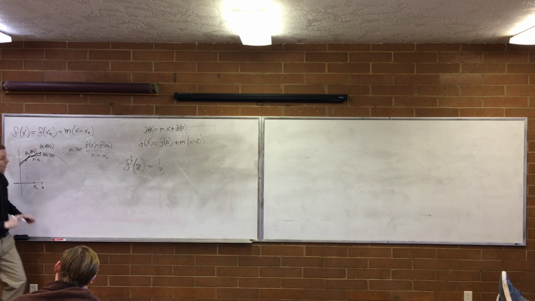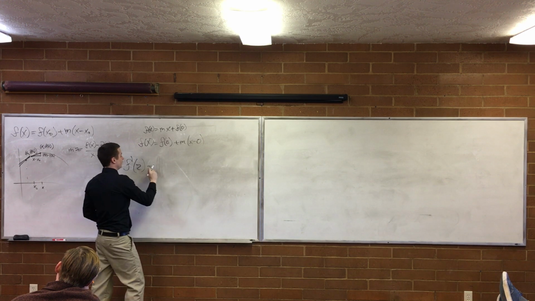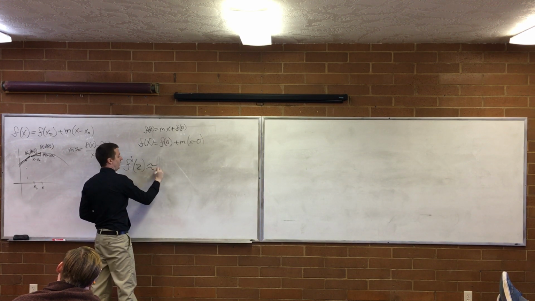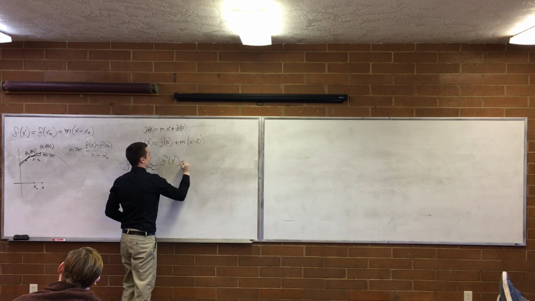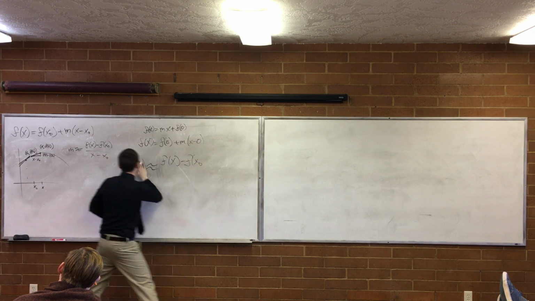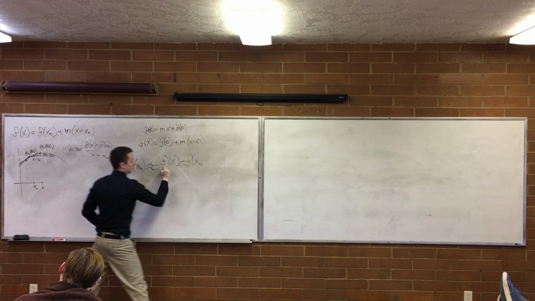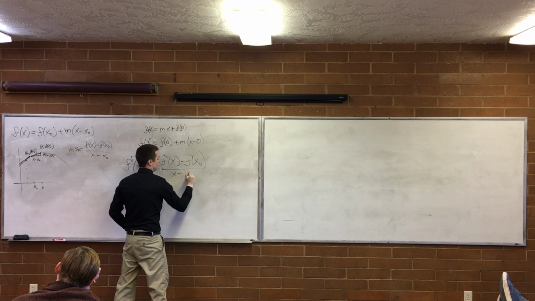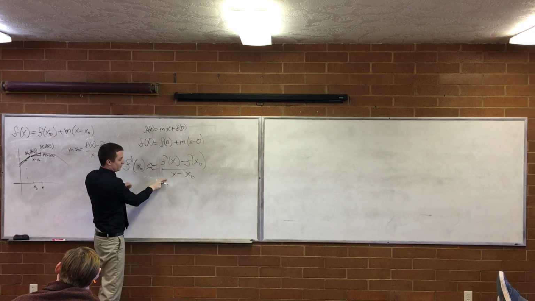So in other words, this is going to give us roughly, each time, f of x minus f of x naught, if you plug in x naught here, over x minus x naught, where this x gets really close to x naught.